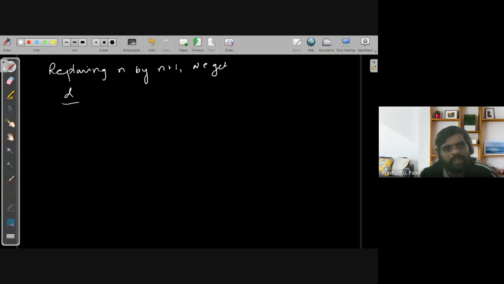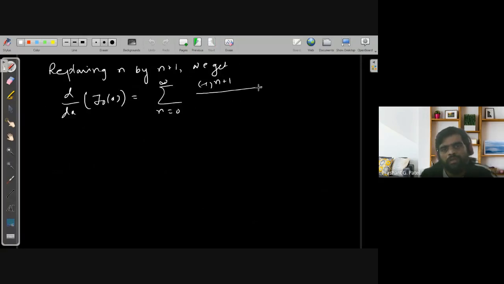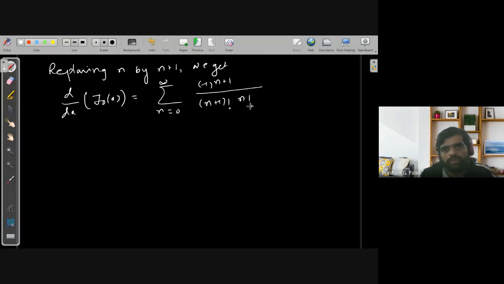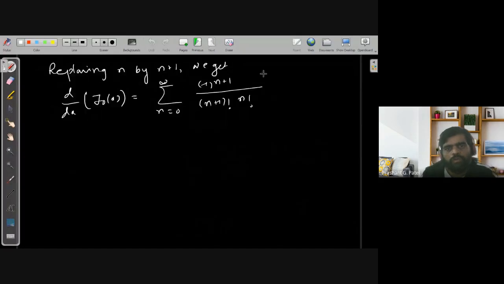We get d by dx of J0 of x is equal to summation n running from 0 to infinity minus 1 to the power n plus 1, because instead of n we have to replace n plus 1. So this is n plus 1, this is n plus 1 factorial into, here you will have n factorial into n factorial. Here this is x by 2 power 2 into n plus 1 minus 1.